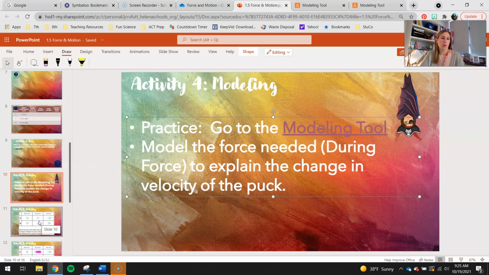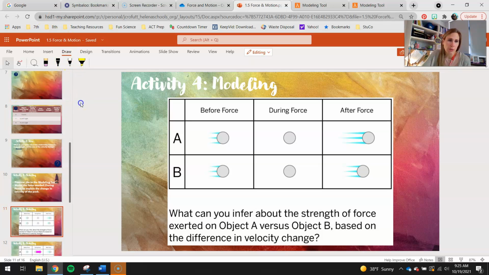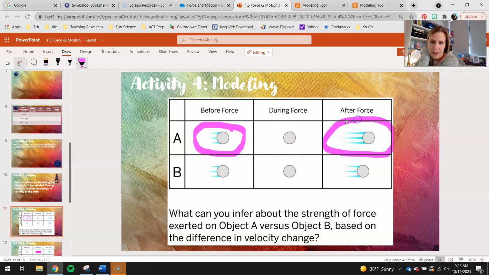Okay, we're going to do a little bit more practice, and I'm going to use your draw tool just to show you how this would look. Okay, so some more examples for you. We have an object that is moving, and then we're going to apply some force to it, and then we're going to see an object moving a little bit faster.